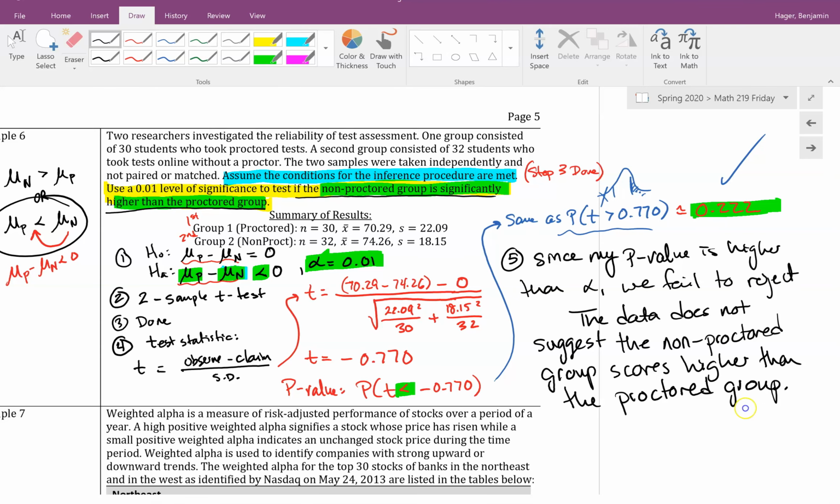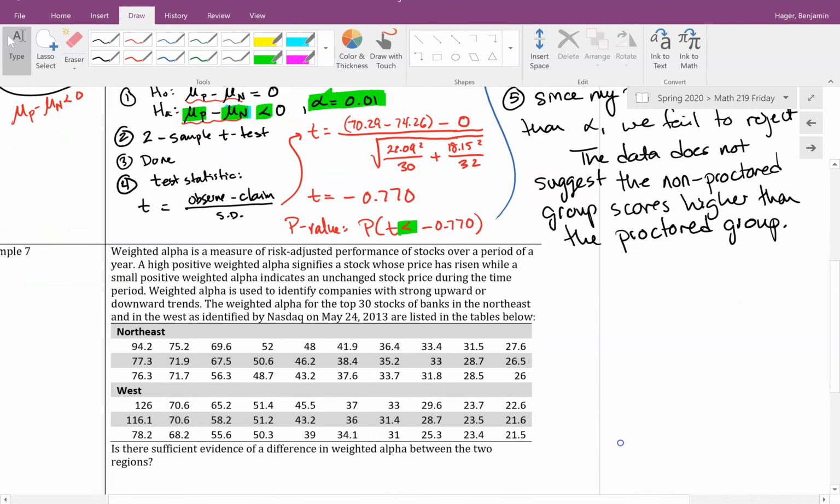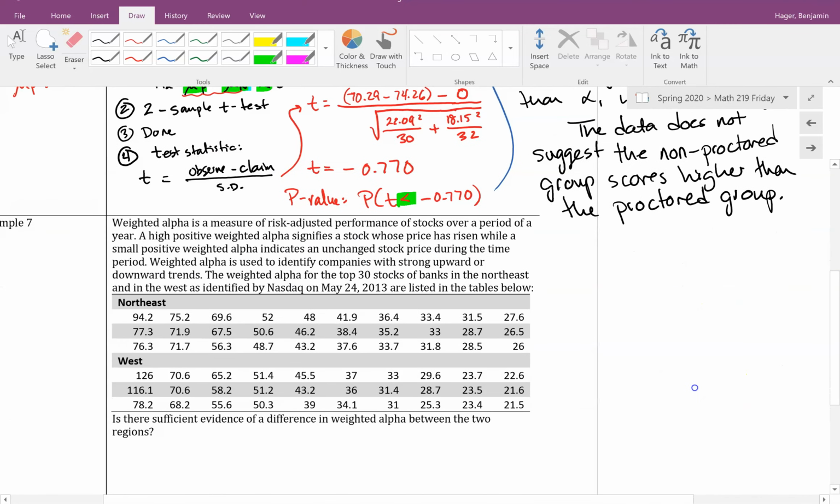Now, there's one more problem on here. I decided just to skip it, out of pure laziness. Sorry, but first of all, when you read this, I bet we don't have an idea of what's going on with it, and that's fine. It says weighted alpha is a measurement of risk-adjusted performances of stocks over a period of a year. I don't know about you, but that's over my head. I'm not into investing and things like that, so that doesn't speak to me.